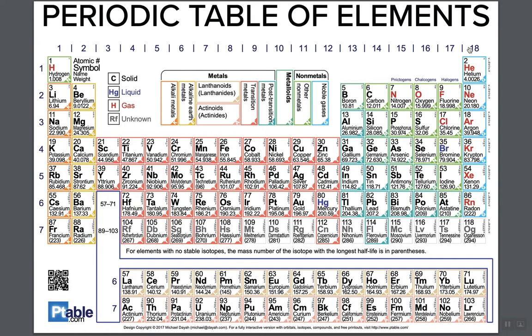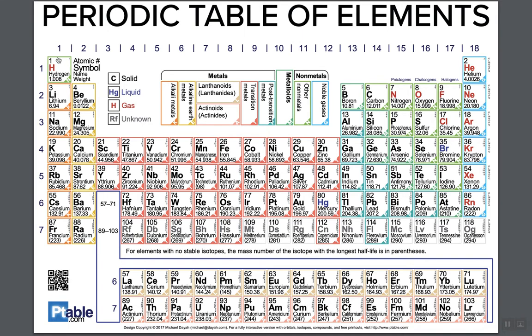Now remember, a valence electron is one that's located in the outermost energy level of an atom, and it's those electrons that determine how an element is going to combine with other elements. So it's very important that you remember why those valence electrons are such a big deal. It's because that determines how these elements are going to combine with other elements.